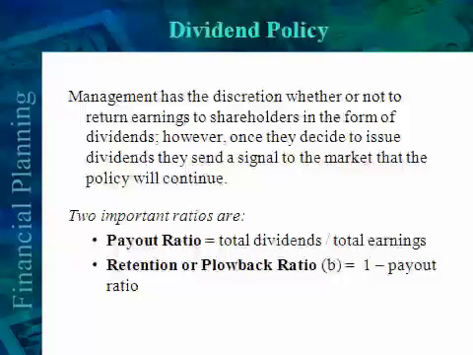Management has the discretion whether or not to return earnings to shareholders in the form of dividends. However, once they decide to issue dividends, they send a signal to the market that the policy will continue. Two important ratios are the payout ratio, which equals total dividends divided by total earnings, and the retention or plowback ratio, which equals 1 minus the payout ratio.